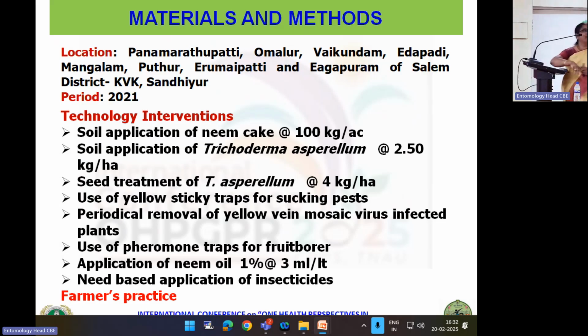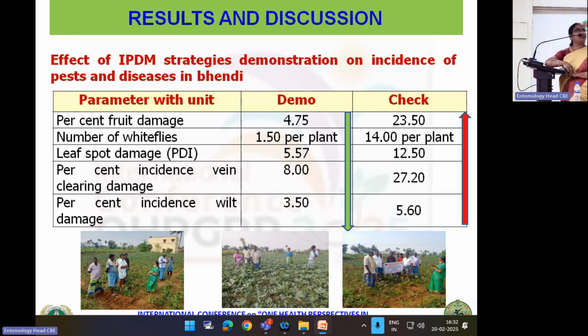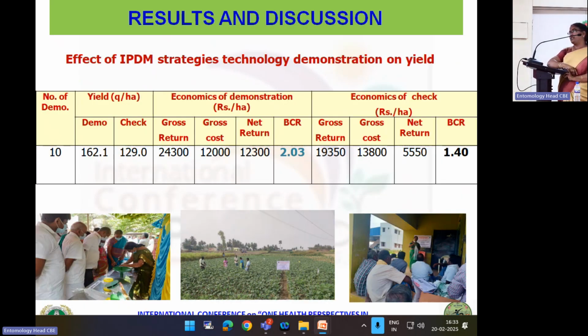So this is our observation in the demo plot, that is the TNAU model IPDM plot. We came across less incidence of fruit damage, whiteflies, and incidence of virus, wilt, as well as the leaf spot, that is Cercospora leaf spot. But in the farmers practice, although it was found to be less compared to our demonstration plot, it was found to be high. Next. This incidence of pests and diseases has a lot of impact on the yield.